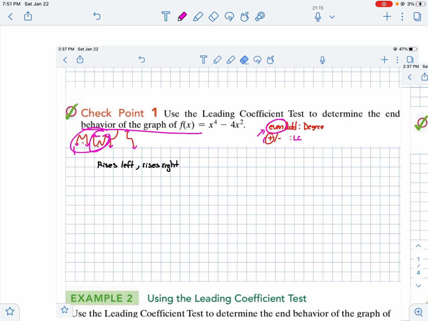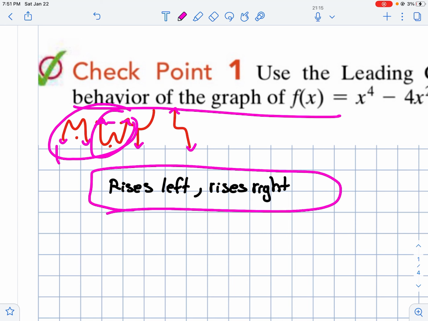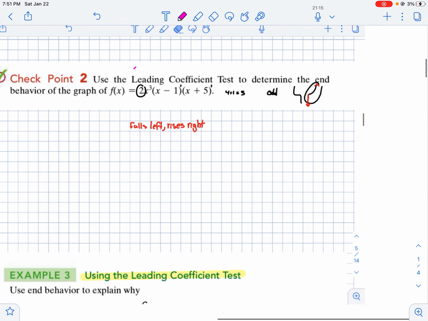And how would you write that out? This would be rising left. Well, I wrote it over here. Rises left, rises right. Right here. Cool?